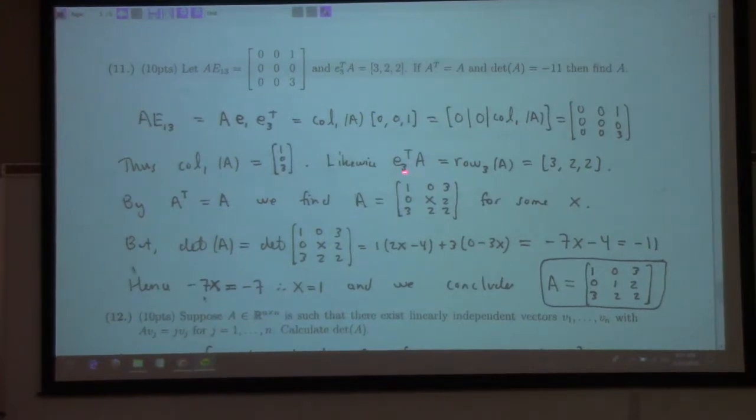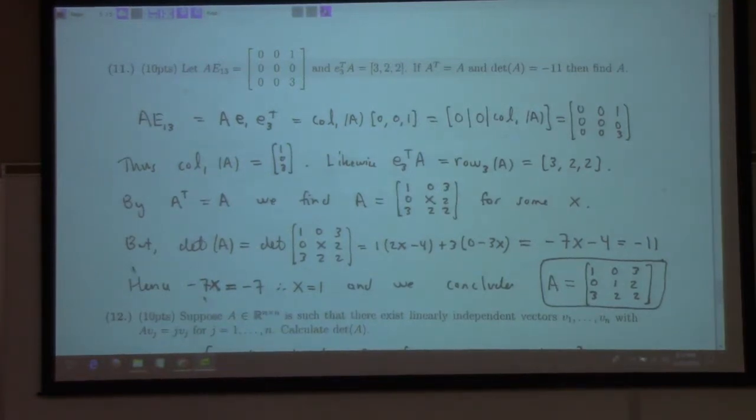Likewise, E3 transpose times A is row 3. So I've already told you that row 3 is 322, right? But I also told you that it's symmetric. So from the first row, first column and third row, I automatically get that this must match that, and that must match this, which just leaves one oddball out, which is x, the middle. All right. But the determinant being minus 11 fixes that to be 1.